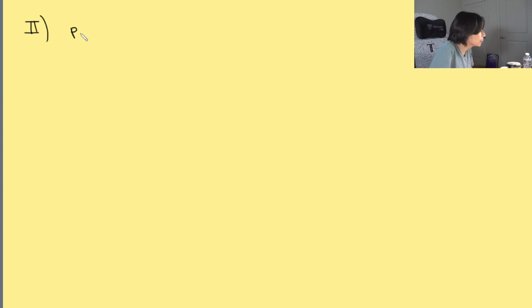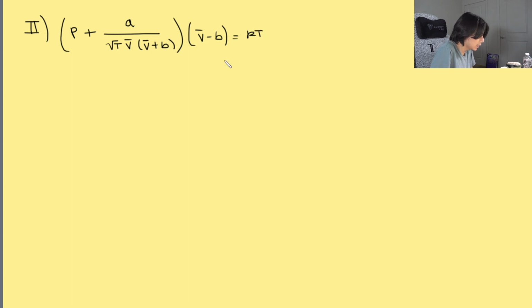So it's P plus A over, okay, let me redo that, yep, square root of T V bar times V bar plus B, all of that multiplied times V bar minus B equaling RT. Okay, so yes, solve for B. So let's start by, let's see, we want to get rid of, no, first we need to distribute that V bar minus B to both sides because that's the only logical thing we can do.